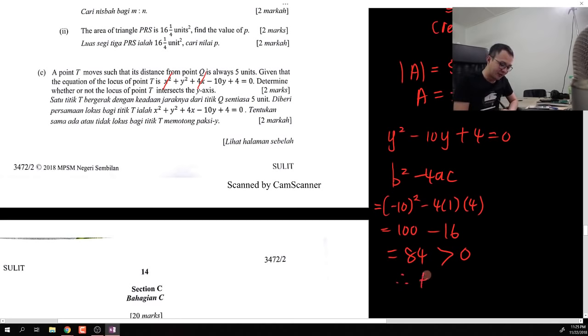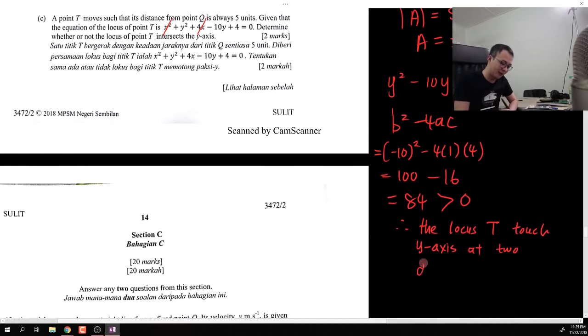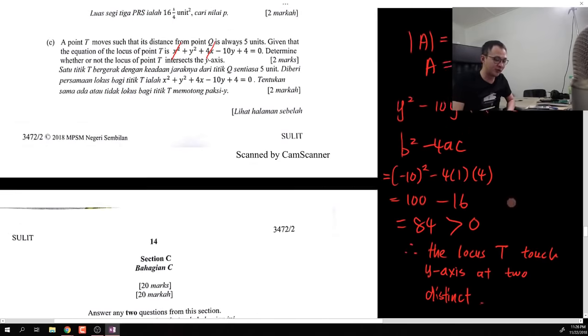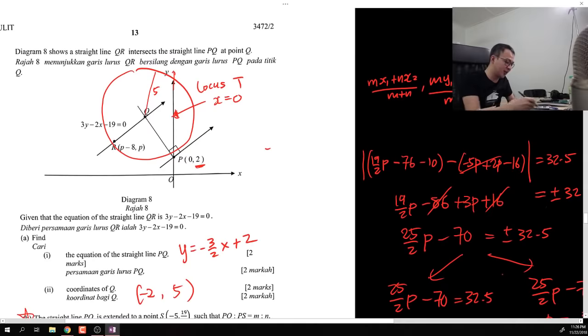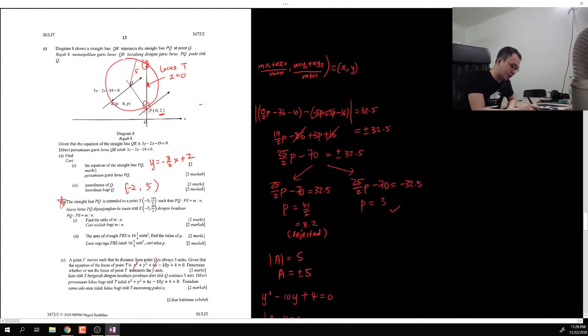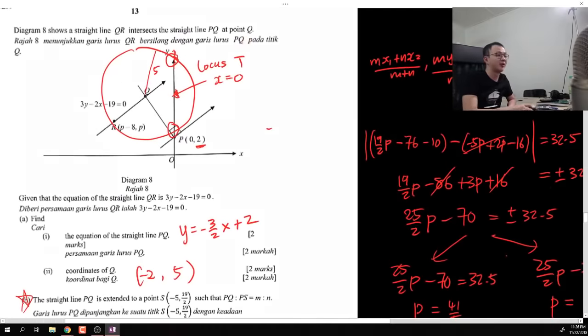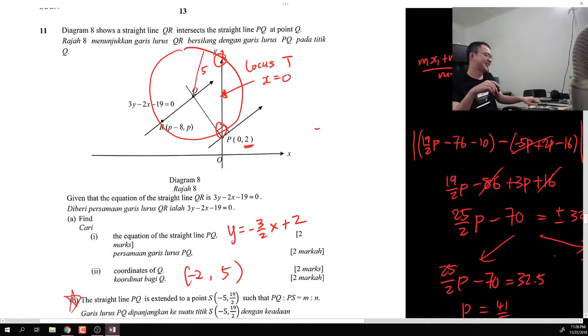Therefore, the locus actually touches the y-axis at 2 different points, or 2 distinct points, because b squared minus 4ac bigger than 0 means 2 different roots, right? So therefore it touches at 2 different points. So as what I drew here, it touches at 2 different points here. Okay, I hope you get it.